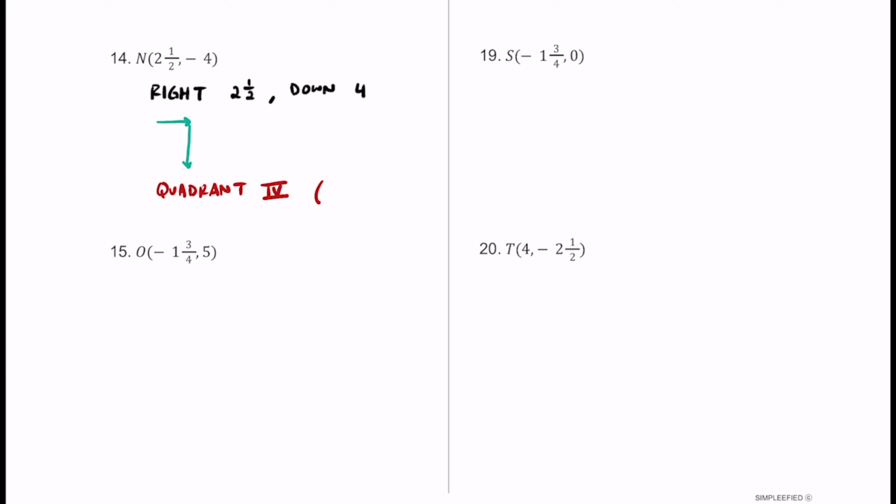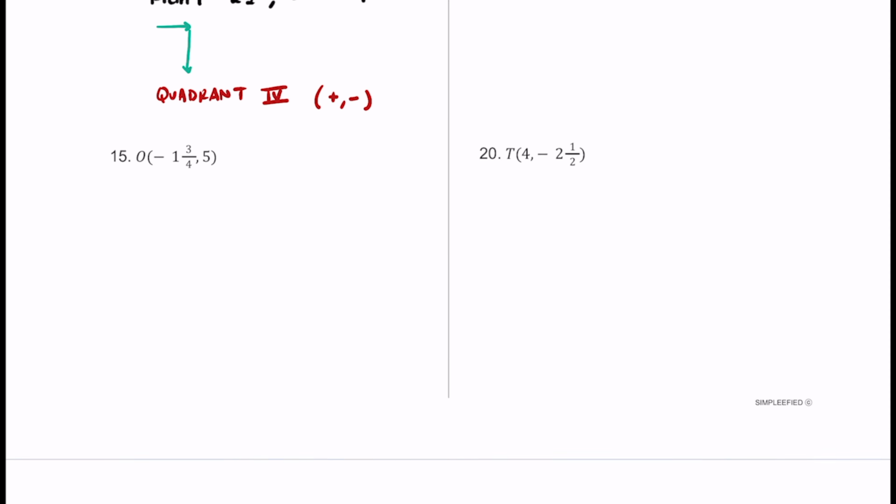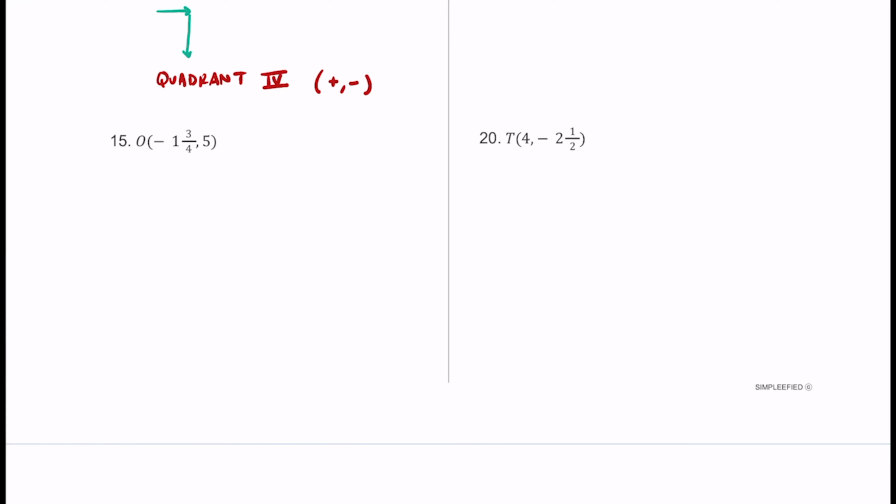Everything in quadrant 4 is going to be positive x, then negative y, which is what we have for point N. For number 15, we have point O, which is located at -1.75, 5. So that first negative value means we're moving to the left. So go ahead and write left, and that's going to be 1 3/4 units, and then it's going to be up 5 units. Okay. So if we were plotting this, we would start at the origin and move 1 3/4 units to the left, and then we would move 5 units up, something like this, and that would bring us to quadrant 2.